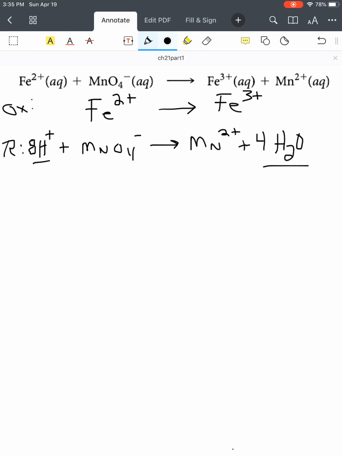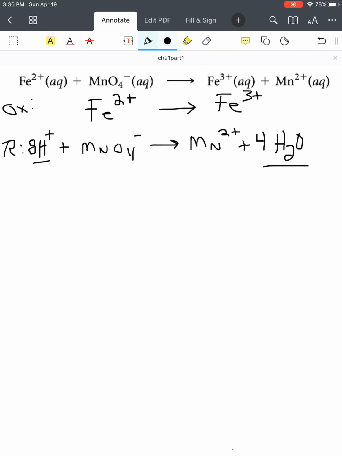But are they charge balanced? Hopefully you realize that they're not. They're not charge balanced. I haven't talked about electrons or charge at all yet. I need to consider that now. So remember, how did we charge balance before? We added electrons, however many electrons we needed, to whichever side was necessary to achieve the charge balance, or equal charges on both sides of the arrow.